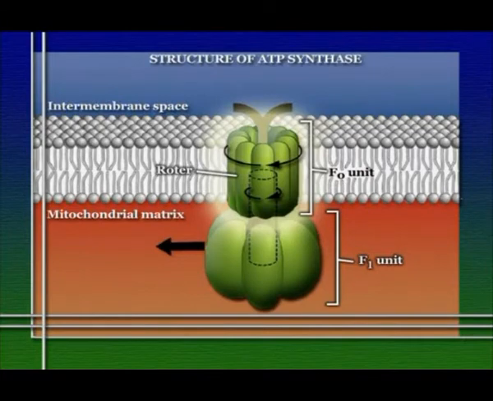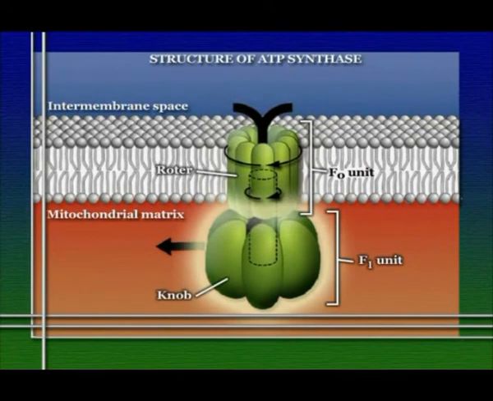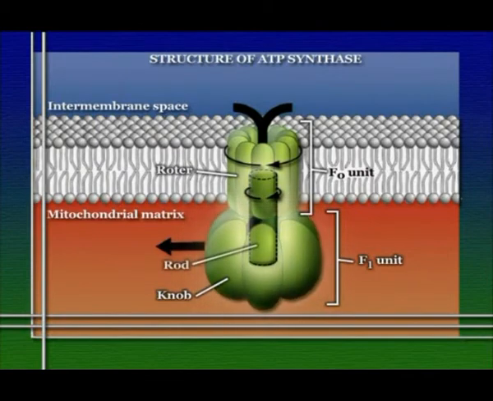Now, a second set of subunits come together to form what's now called the knob, and this is the part that looked a little bit like a lollipop head, and this is the part that is sticking in on the matrix side of this membrane. And there's a third part that connects the two. This is the part that's called the rod. The rod actually sticks in to the rotor and attaches to the knob.